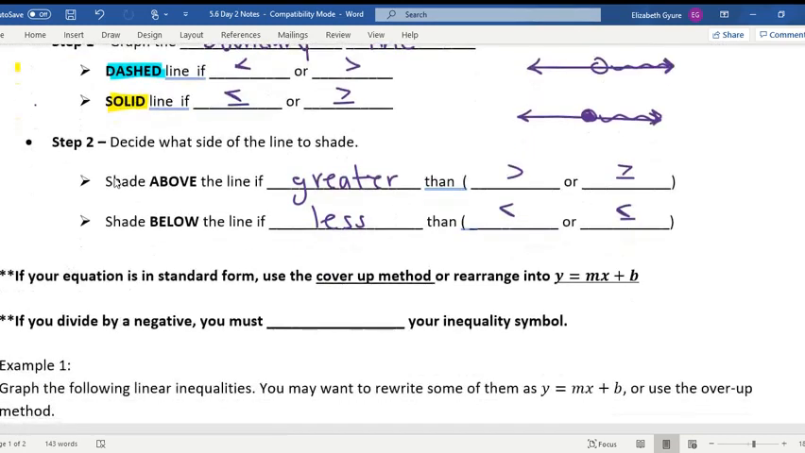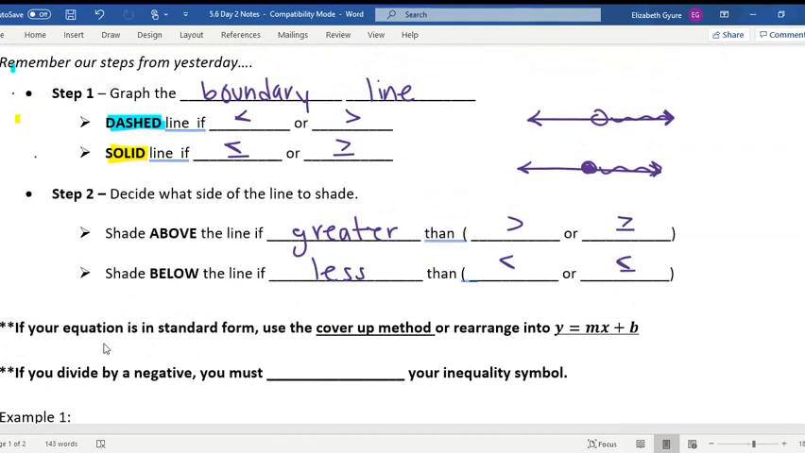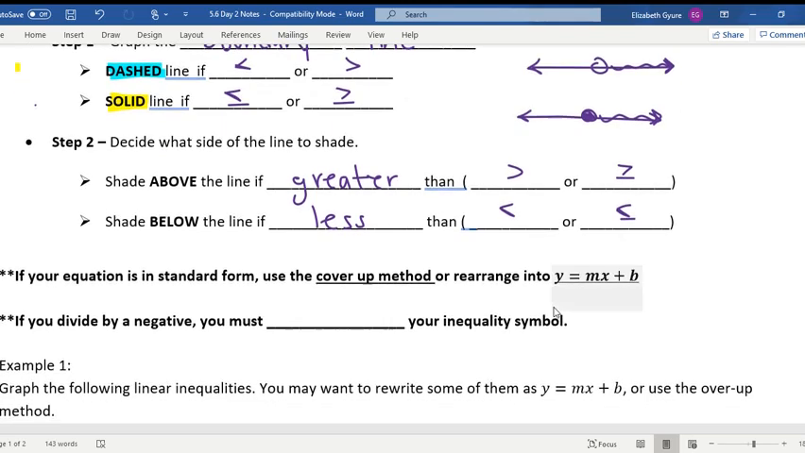All right. So today what we're going to do is graph them when they're in standard form. Do you guys remember when we did the cover-up method? Like you would cover up your x to find y, cover up y to find x. We're going to use that same strategy today. Or we can rearrange into y equals mx plus b, but I think you guys tend to do better with the cover-up method.